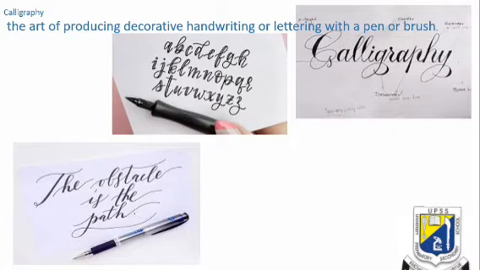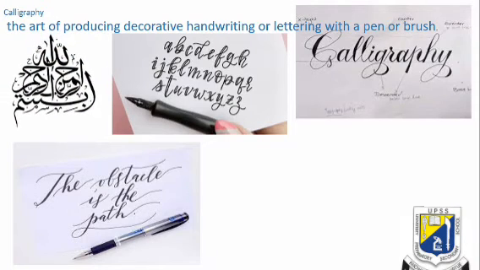The next word is calligraphy, the art of producing decorative handwriting or lettering with a pen or brush. Calligraphy actually originated from the Islamic way of writing, and here is a good example of the Islamic way of writing, which was later coined into our alphabet, which is this. Now you can see stylized handwriting using calligraphy, and you also have a special pen for calligraphic writing.